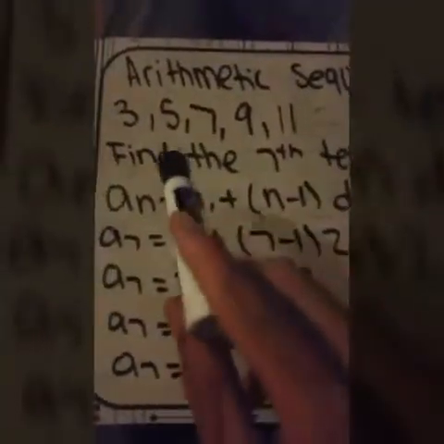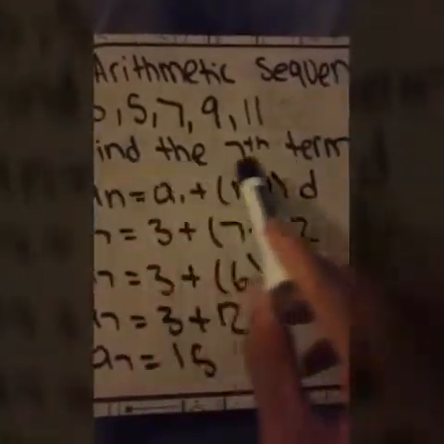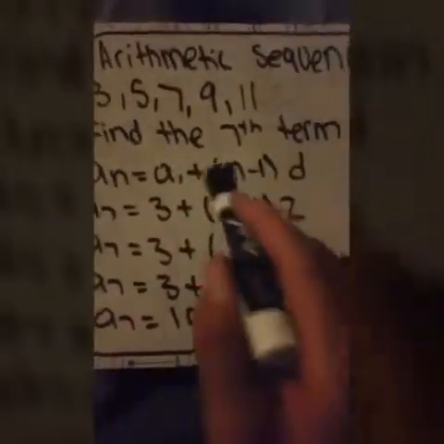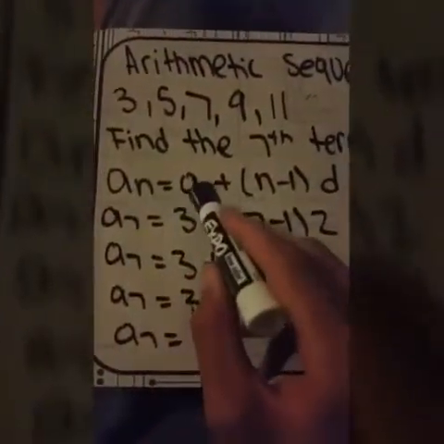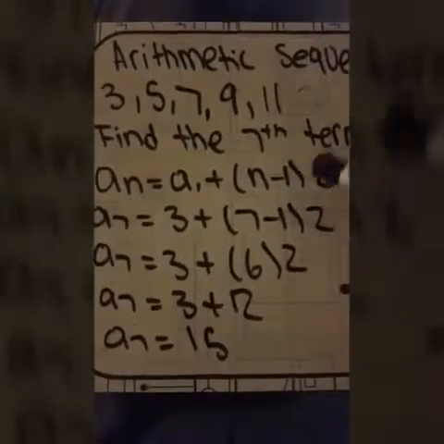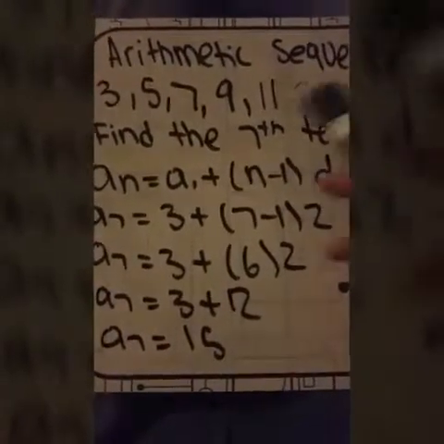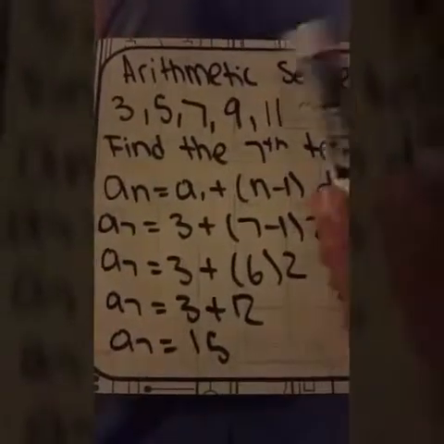So in this type of equation, you want to find the next one or the one further. This way you want to find your 7th term. Now here's the equation: an equals a1, your first term, plus parentheses n, your number of terms, minus 1, close parentheses, times d. Now d is what you're going by.